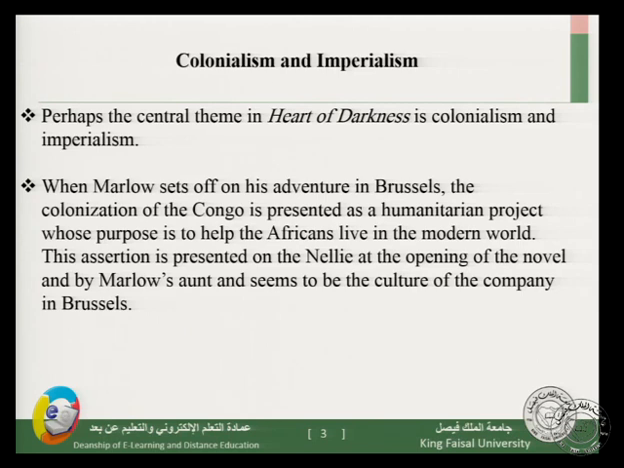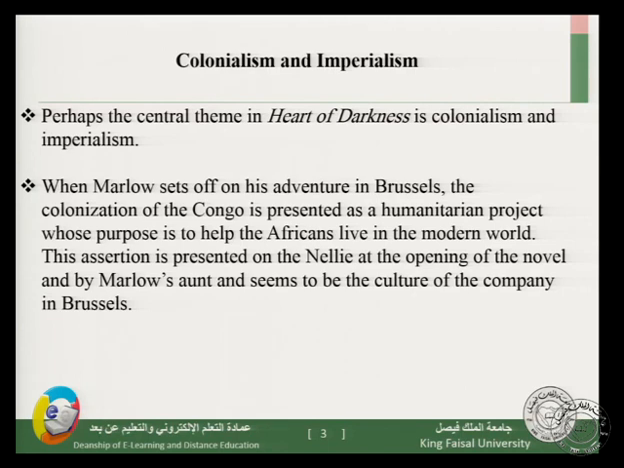These are all themes that show that colonialism was a strong reason for the appearance of the novel, and it remained a strong theme in the novel from its beginning until the early 20th century, as we see today with Heart of Darkness. So colonialism and imperialism is a central theme in Heart of Darkness.